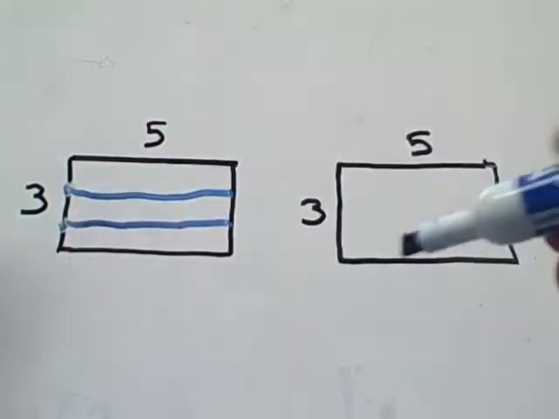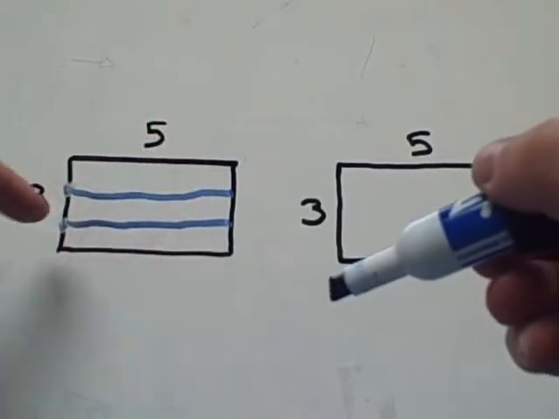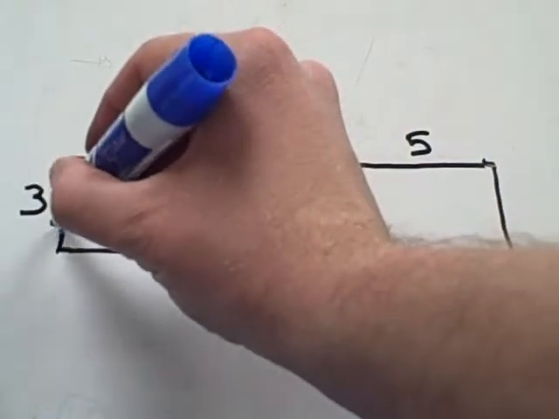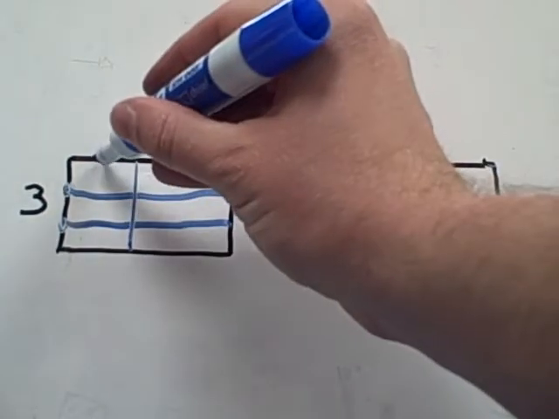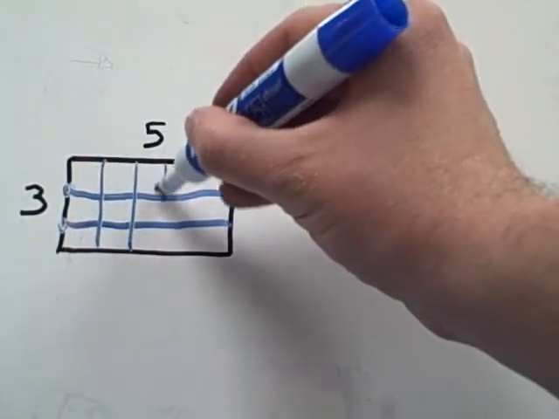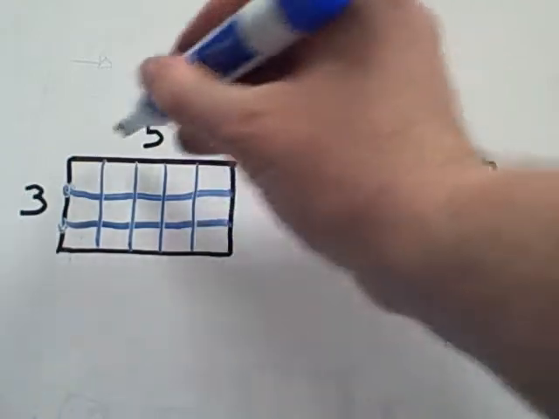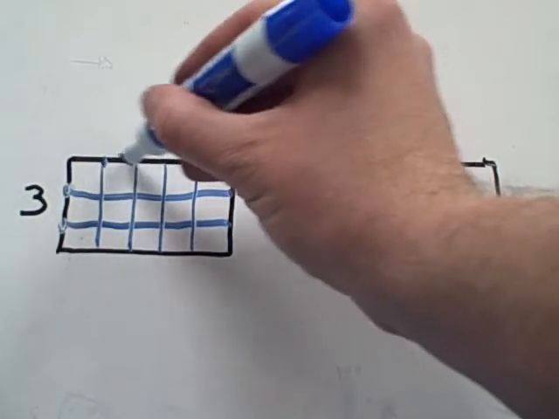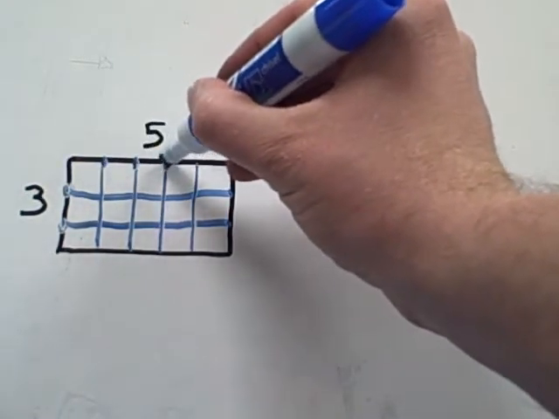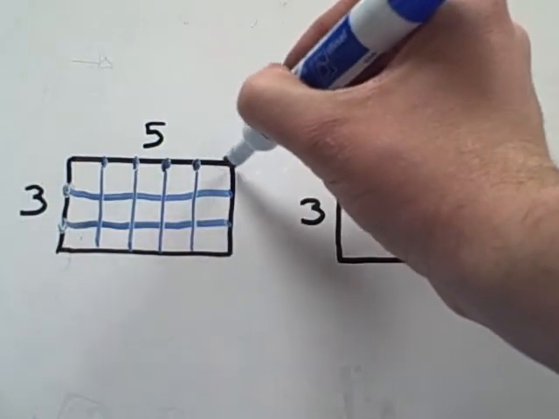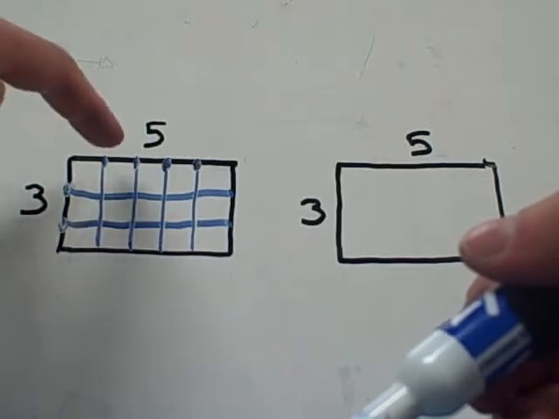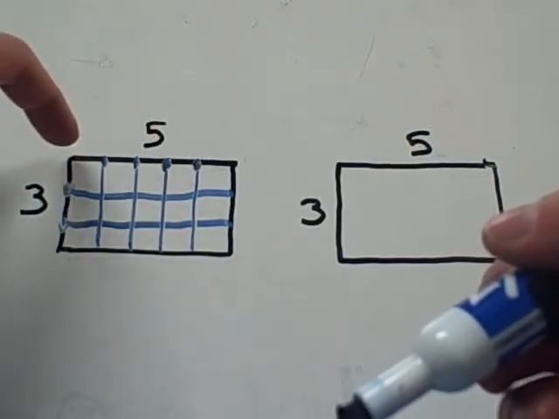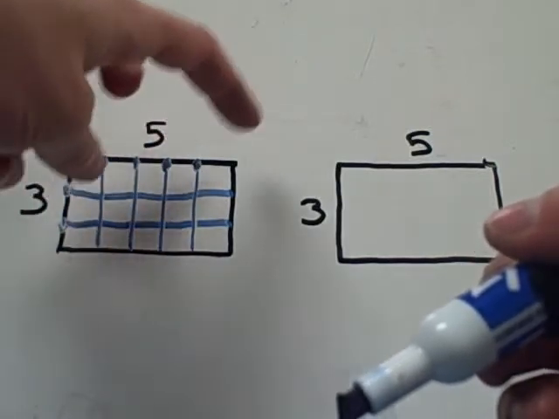This is 3 rows. 1, 2, 3. And now I need to make 5 columns. 1, 2, 3, 4, 5. Remember, when you count the length of something, you don't count the dots or the vertices, you count the lengths. 1, 2, 3, 4, 5.